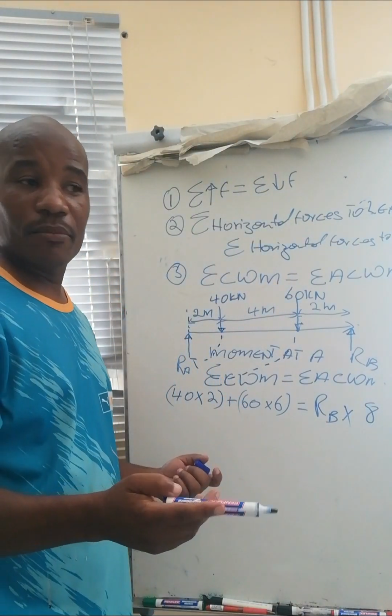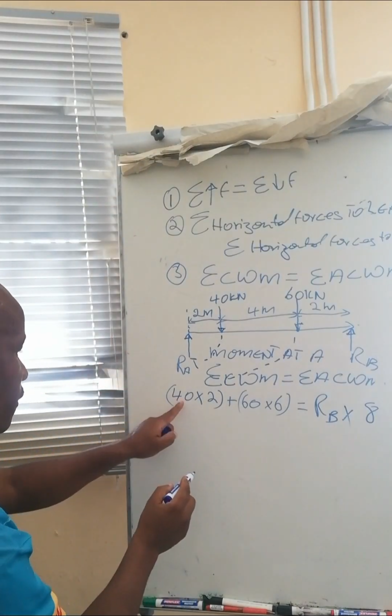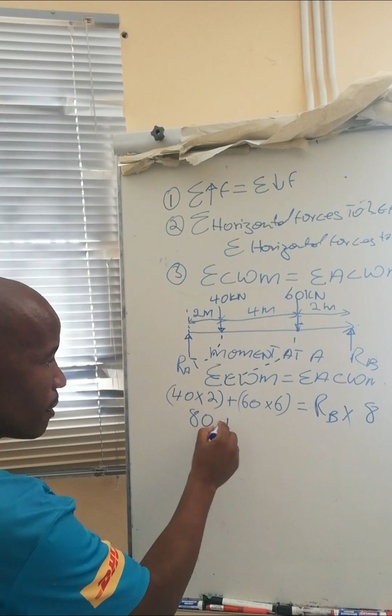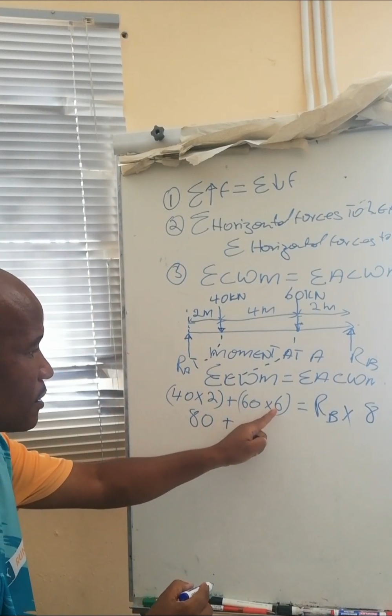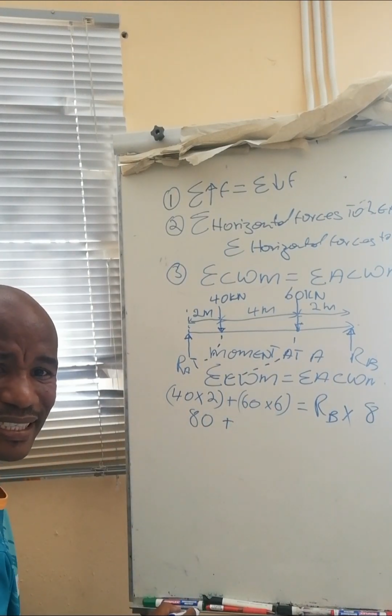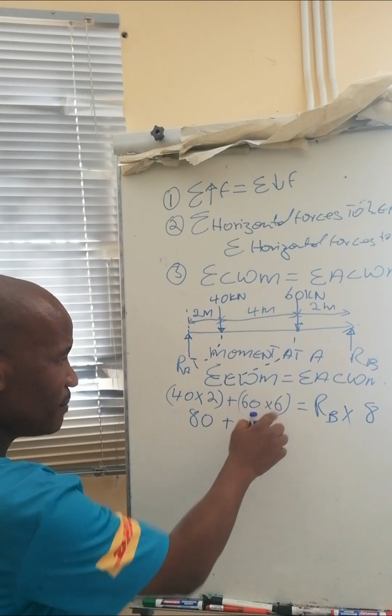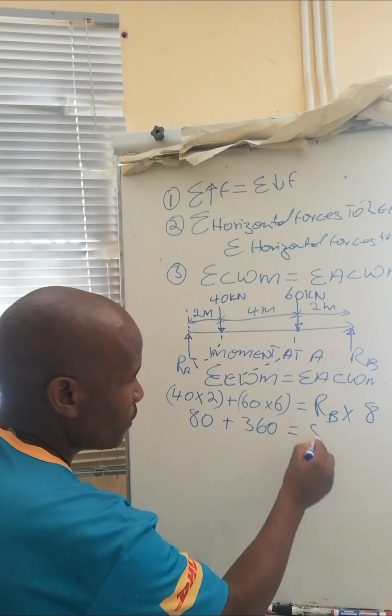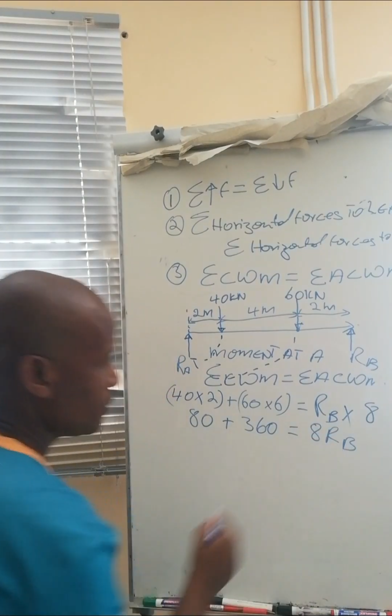Now, simple mathematics: 40 times 2 is equal to 80, plus 60 times 6 is equal to, I think, 360. 6 times 6 is 36, so it's 360. Equals 8 RB.